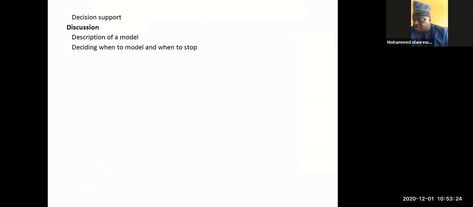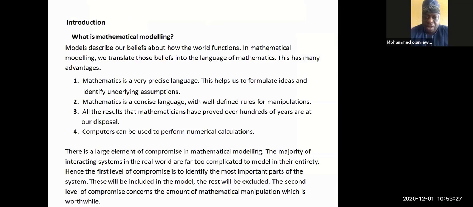So the first thing here, what is mathematical modeling? Models describe our beliefs about how the world functions. In mathematical modeling, we translate those beliefs into the language of mathematics, and this has many advantages. One, mathematics is a very precise language. This helps us to formulate ideas and identify underlying assumptions. Two, mathematics is a concise language with well-defined rules for manipulations.